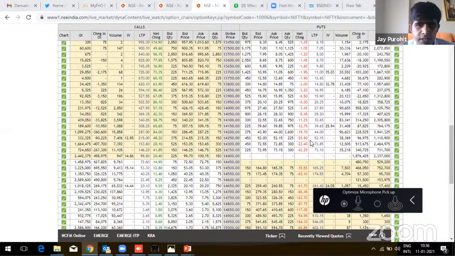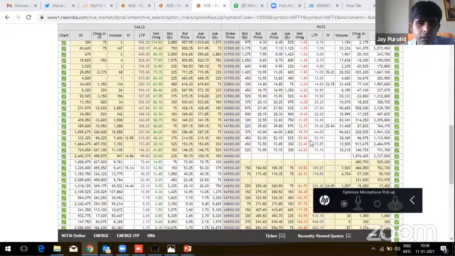One query is there, what does OI mean? OI is basically the open interest. We already discussed open interest in simple terms: it means the total open positions which are there in the system.